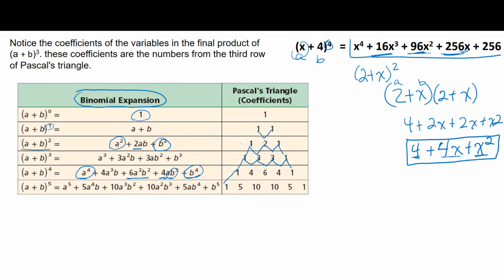And again, 1 plus 0 is 1, 1 plus 4 is 5. 4 plus 6 is 10. 4 plus 6 is 10. And 4 plus 1 is 5. And then 1 plus 0 is 1.